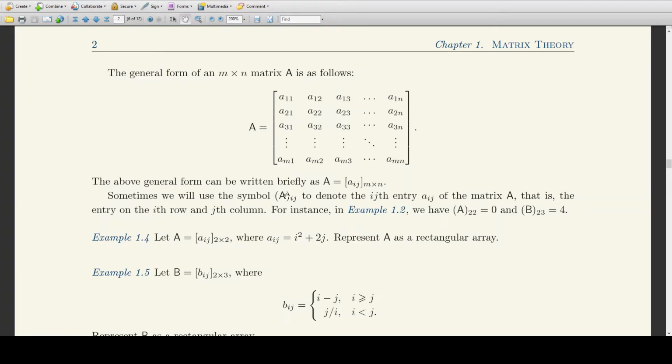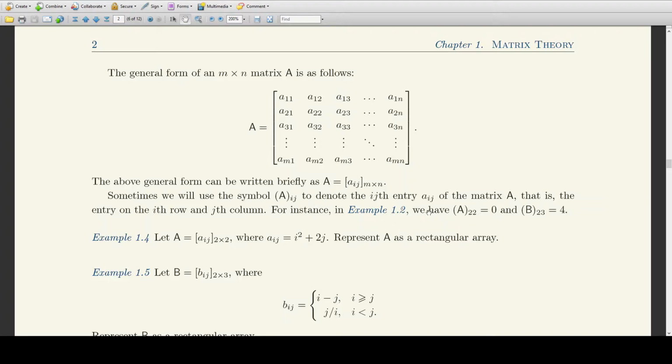Another thing is that this is also very common and very useful. Sometimes I denote the entry, instead of writing little a sub ij, I write the name of the matrix, capital A, and around that I put a pair of brackets or a pair of parentheses, and then put i and j as indices. So this means exactly little a ij. Okay? So remember, this is another notation which is used, and it will be useful. You will see that.